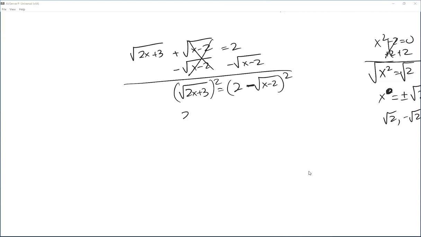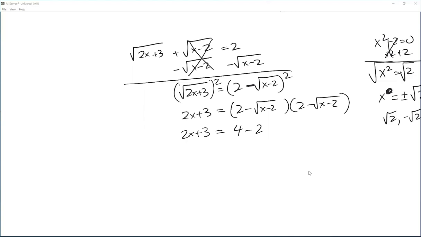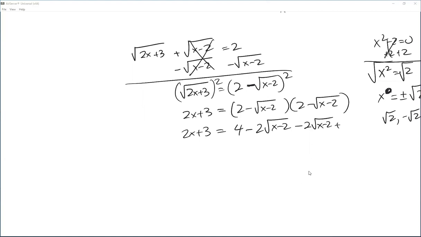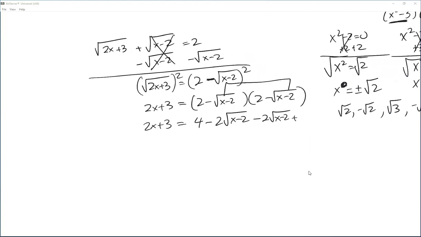So this is what? 2x plus 3, you get rid of the radical, that's why we squared it, equals, and then we're going to FOIL this. And when we FOIL this, make sure you guys follow each step. 2 times 2 is 4. 2 times negative radical x minus 2 would be minus 2 radical x minus 2, minus 2 radical x minus 2 plus, and then this times this is radical x minus 2 squared, which gets rid of the radical, so it'll just be x minus 2.